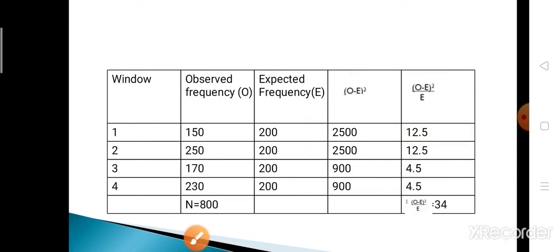Take the total of the last column. So the total is 34. That is 12.5 plus 12.5 plus 4.5 plus 4.5, that is 34. And this column is (O minus E) square divided by E. So summation (O minus E) square divided by E is 34. So this is the value of the test statistic for the chi-square test of goodness of fit.